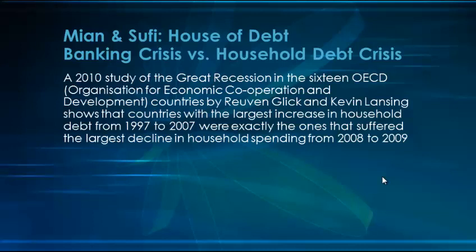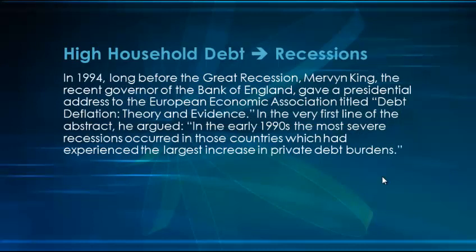Keynes got to the point of understanding that aggregate demand declines, but he didn't realize that the aggregate demand declines due to the debt. So basically the key finding of a lot of different research is that it is high household debt which leads to recessions. Mervyn King, a governor of the Bank of England, wrote in 1994 that the most severe recessions occurred in those countries which had experienced the largest increase in private debt burdens.